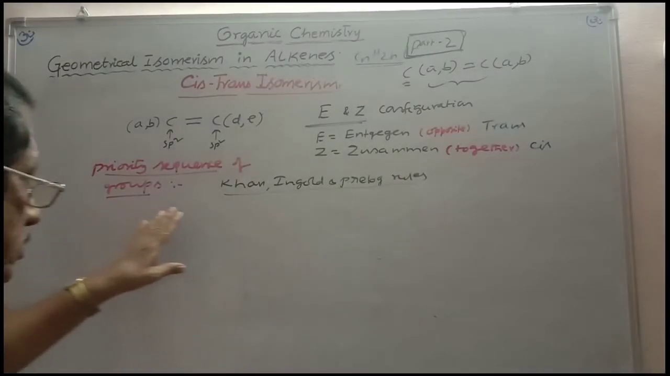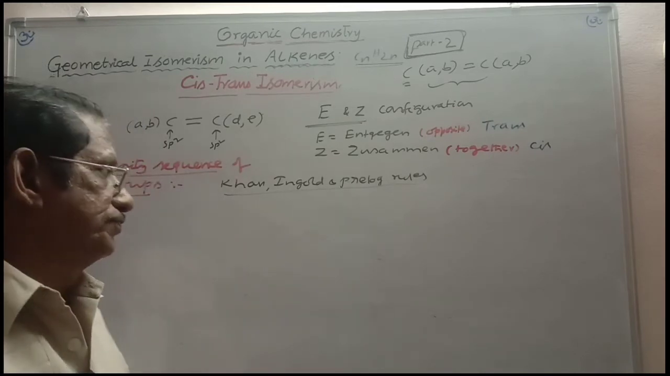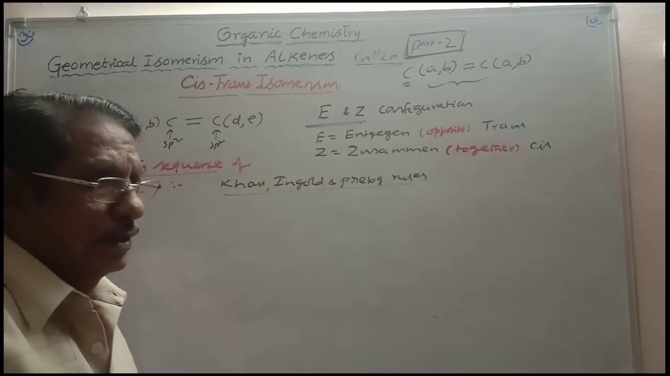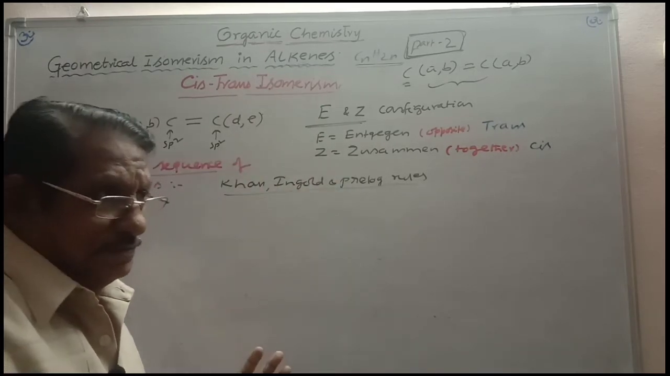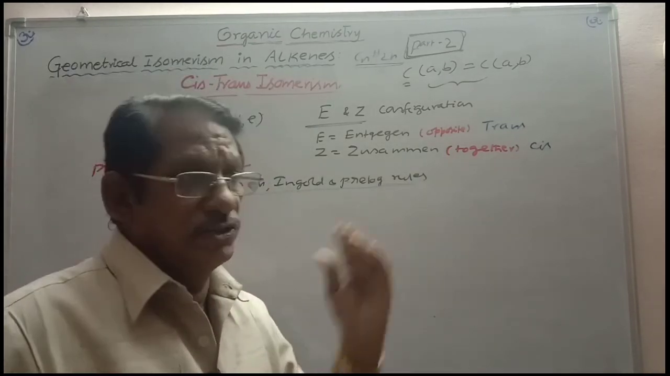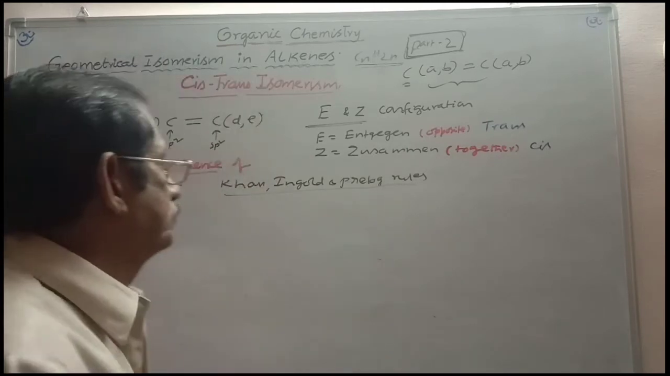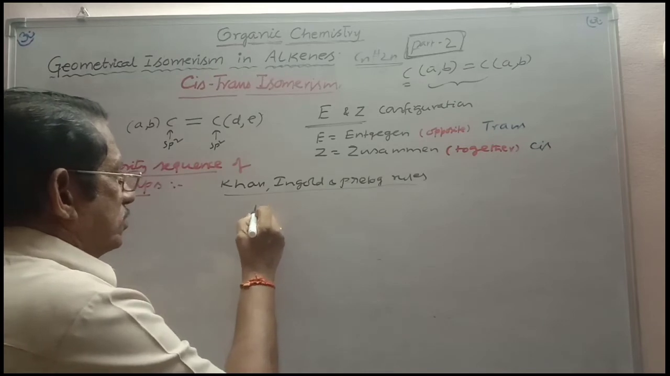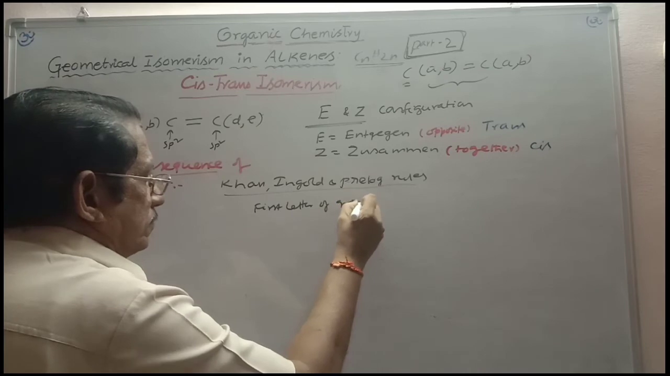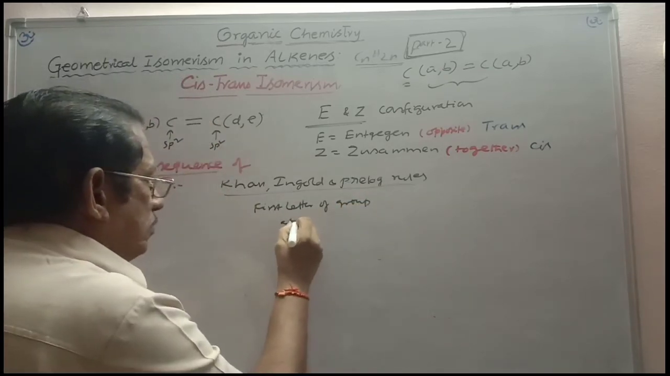So you have to decide the priority sequence of the various groups present around the sp2 carbons. Of course, there are rules framed by Cahn, Ingold, and Prelog. We are going to discuss the rules completely in the case of optical isomerism. At present, we will simply take the first atom of the group, which is directly attached to the carbon. If the group is an atom, that atom is taken.